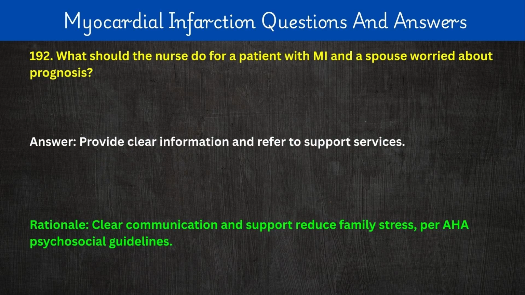192. What should the nurse do for a patient with MI and a spouse worried about prognosis? Answer: Provide clear information and refer to support services. Rationale: Clear communication and support reduce family stress, per AHA psychosocial guidelines.